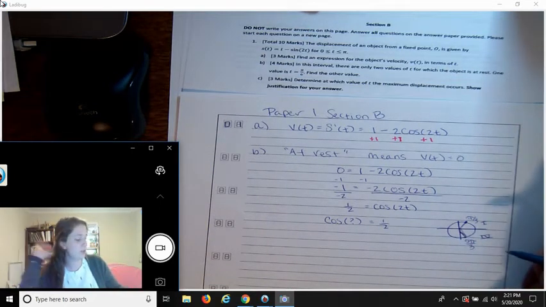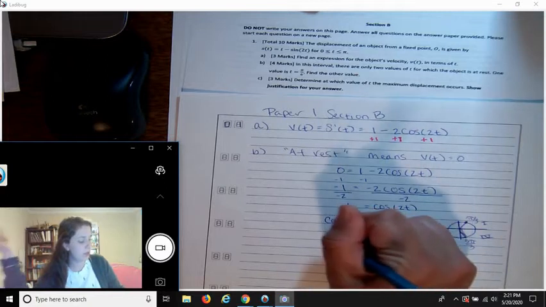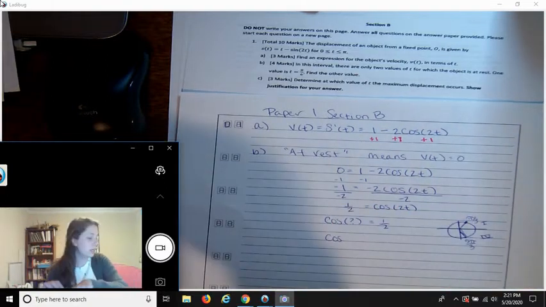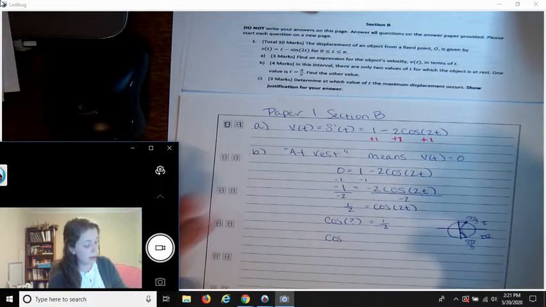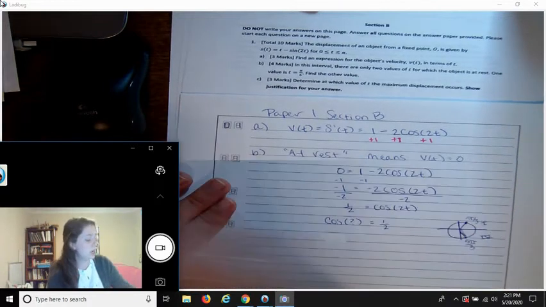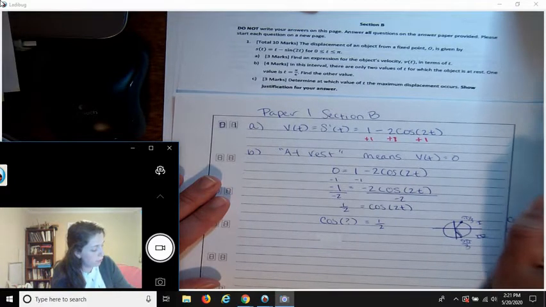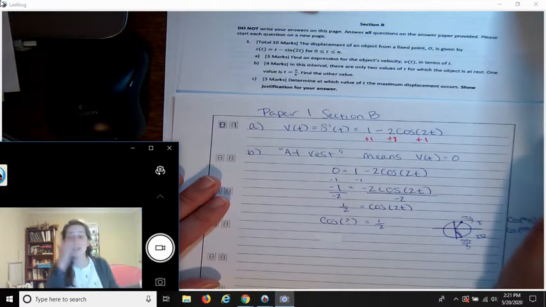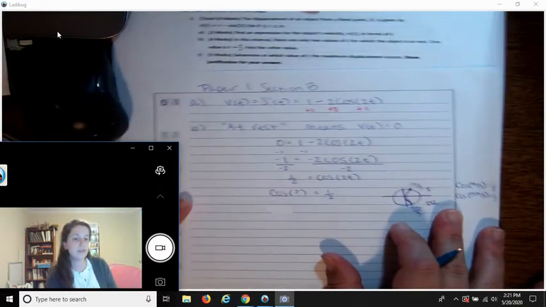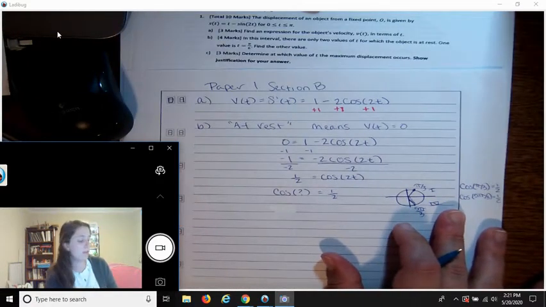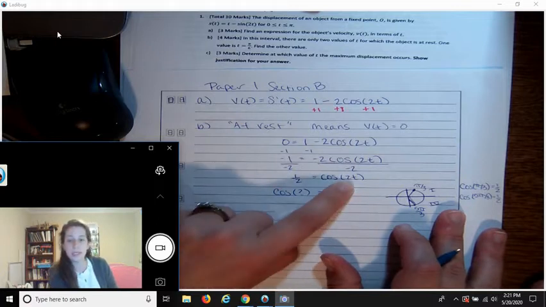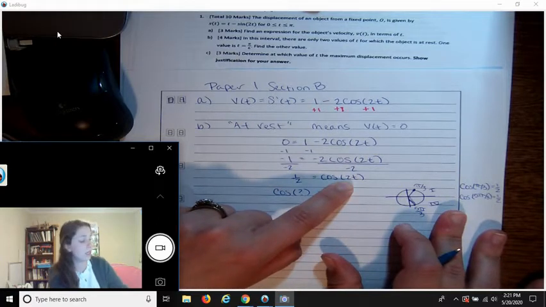And so we would say that we know that cosine of pi over 3 is equal to 1/2, and we know that cosine of 5 pi over 3 is equal to 1/2. And so we would take each of those values, pi over 3 and 5 pi over 3, and we set them equal to the 2t, because that's what's on the inside of cosine in reality.